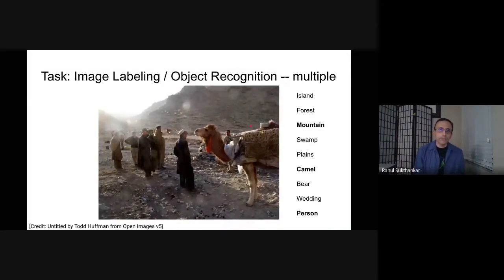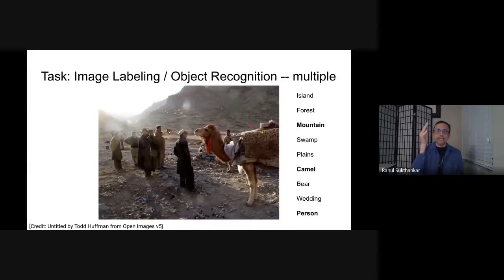So image labeling would mean, given the same image, try to assign multiple labels, so all the labels corresponding to concepts that are present in that image. So now, in addition to something like mountain, you might have a label for camel, you might have a label for person, but on the other hand, you're unlikely to say that there's a wedding happening here or a bear. Those things are labels where you say no.